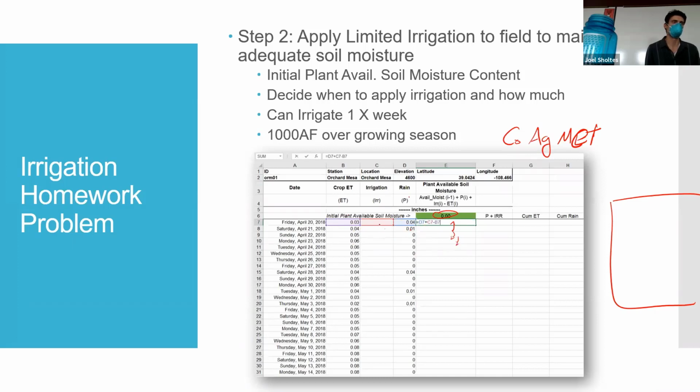So your job is to say, when do I want to irrigate and how much? Maybe it's not every day. I say you can irrigate one time a week. You have 1,000 acre-feet of water to work with, and you have to figure out when to apply that irrigation and how much.